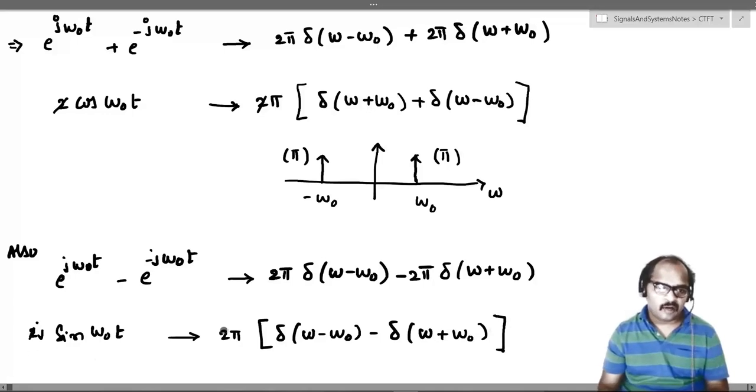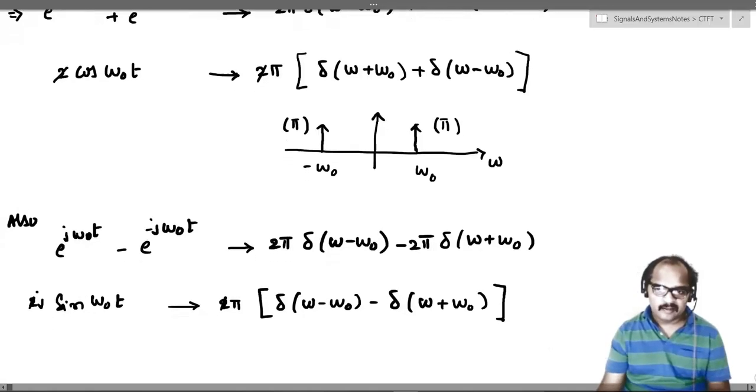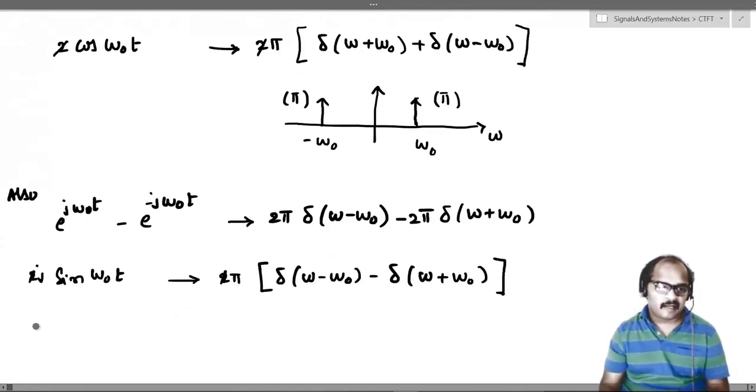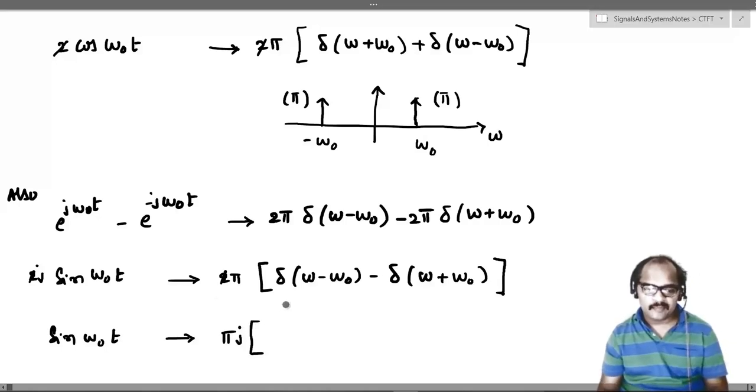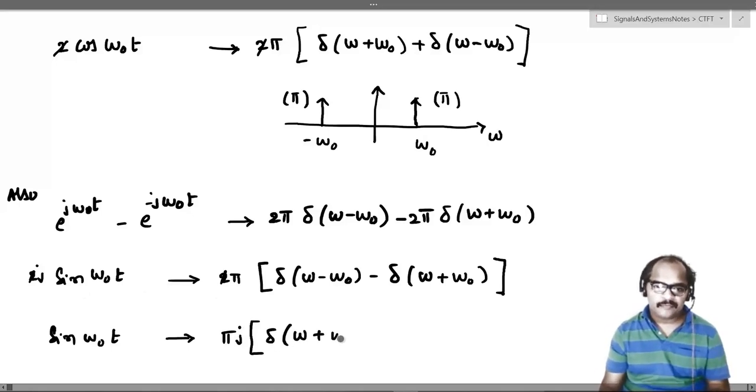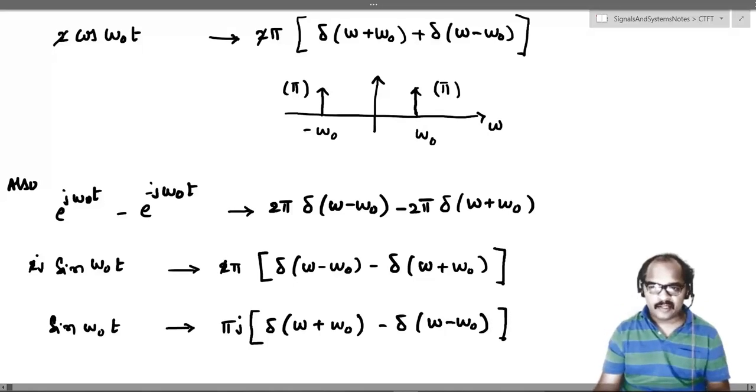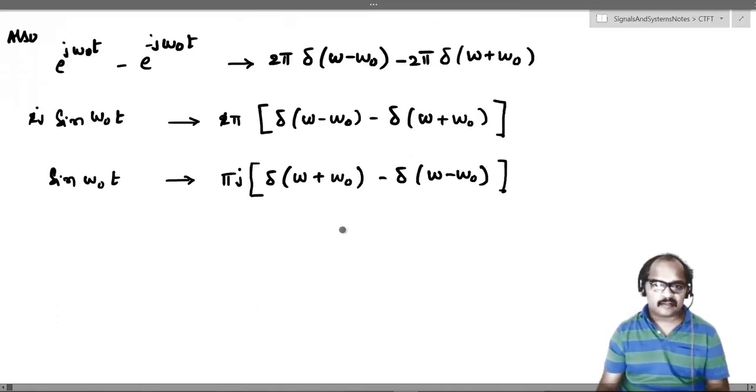So 2 is common, we can cancel it out. Now multiply throughout with minus j, correct? If you multiply throughout with minus j, you will get sine omega naught t. So this implies sine omega naught t will have what as Fourier transform? Pi multiplied with j, because you multiplied throughout with minus j. I take the minus inside, so you will get delta of omega plus omega naught minus delta of omega minus omega naught as the Fourier transform. Okay, right. So let us try to plot this.